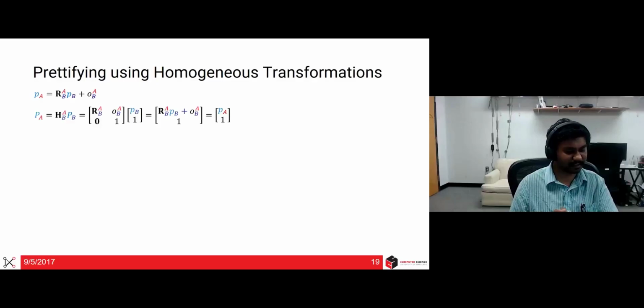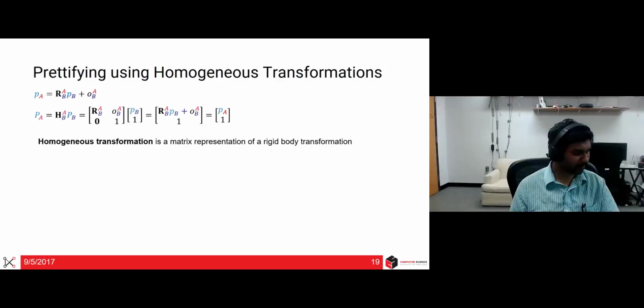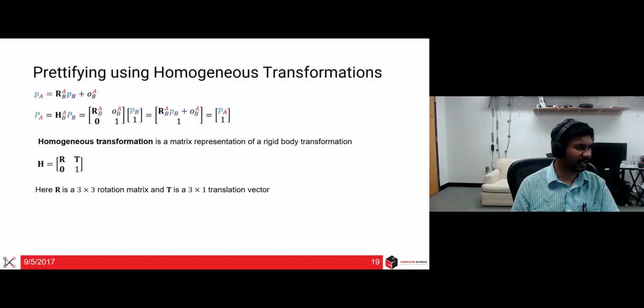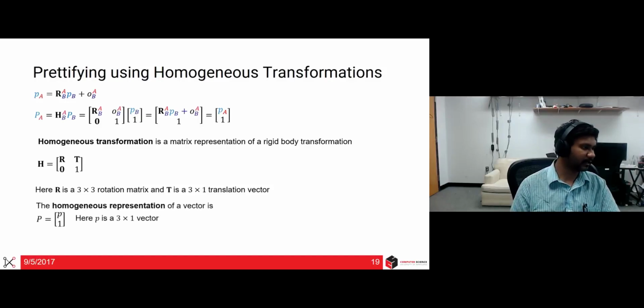The homogeneous transformation is basically a 4x4 matrix where the first 3x3 of the matrix is a rotation matrix, and the first 3 elements of the last column are the translation vector. In the bottom row, the first 3 elements are 0 and the last one is a 1. This is exactly what you would derive from equation 1. Homogeneous transformation is a matrix representation of rigid body transformation, and it's denoted as [R T; 0 1] as shown here. The homogeneous representation of a vector is basically just appending 1 to the vector.